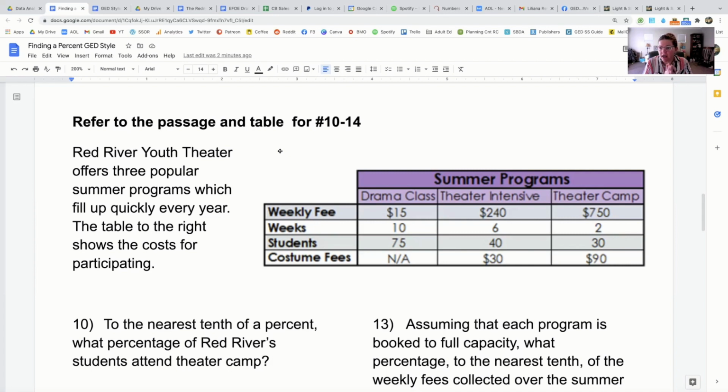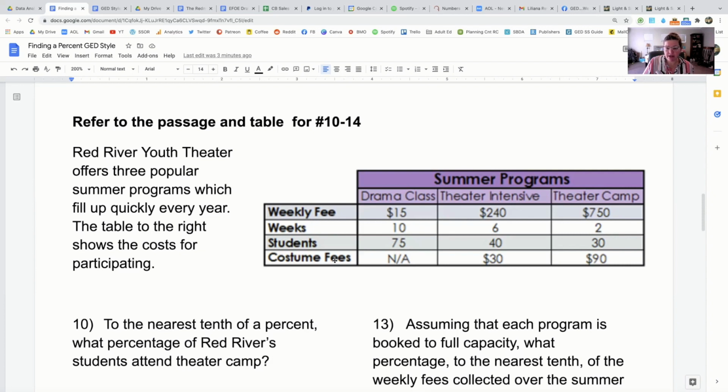And I can see this lovely table over here has some great information on it. Now, I can't stress enough, this is a different skill, not a percent skill. This is interpreting visuals, but read the labels on a graph. You guys often don't, and you miss a lot because of that. I'm just going to look at this. I can see that we have some summer programs. Underneath summer programs, I see three things. There's three types of summer programs, right? We have a drama class, a theater intensive, a theater camp. And then down the left side here, we can see we have some different fees. There's weekly fees, but then there's the number of weeks that a program lasts. There's the number of students allowed in, and then this costume fee.